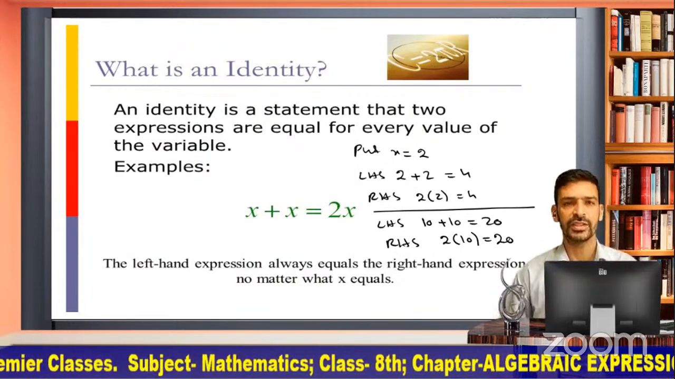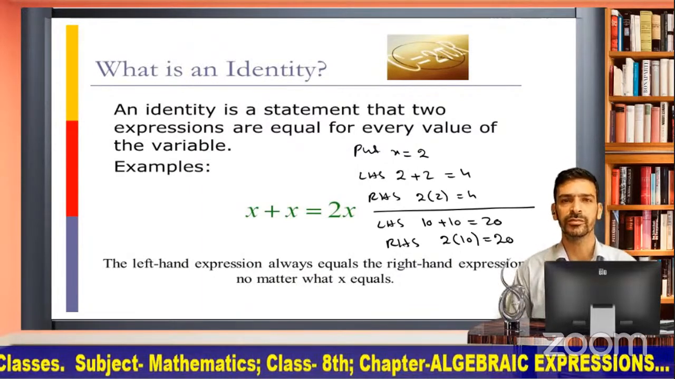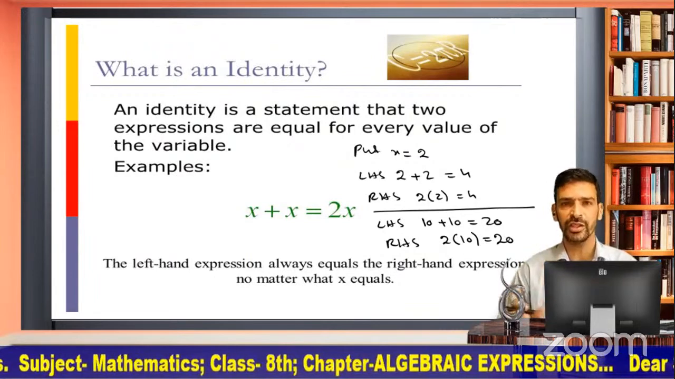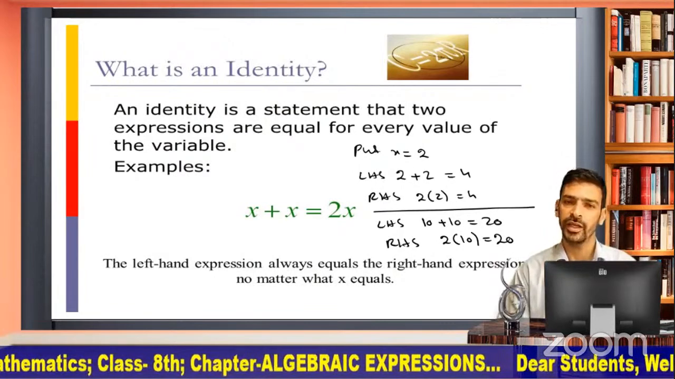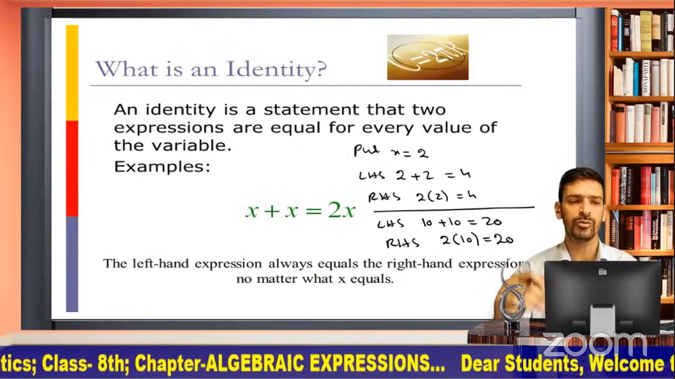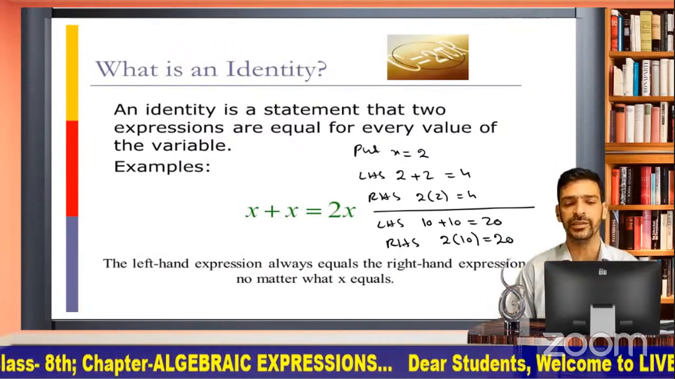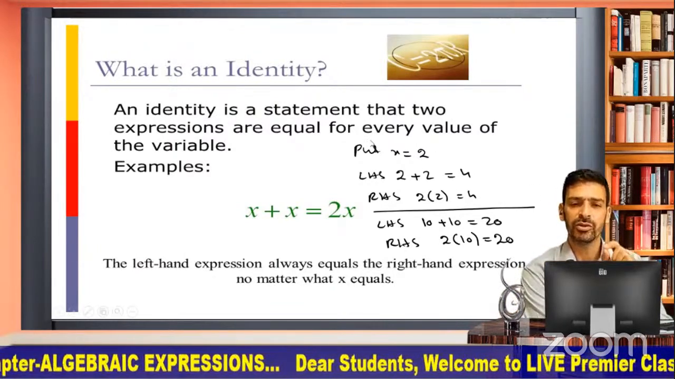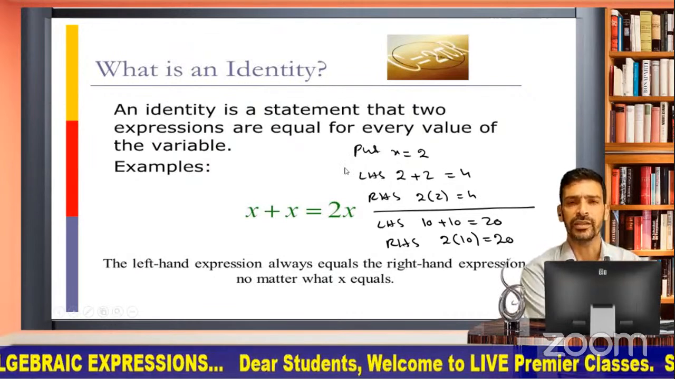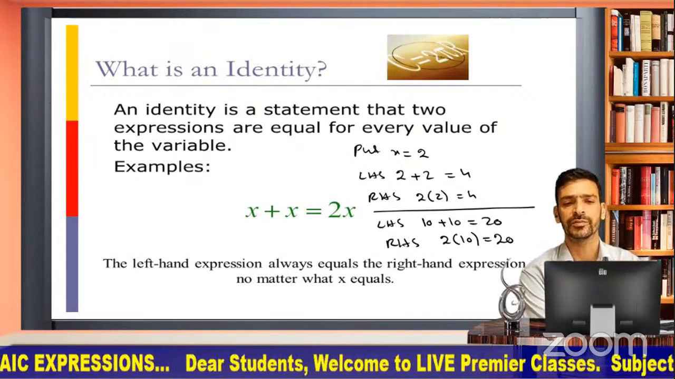This is an example of an identity. Values change किए, LHS और RHS, हर एक वैल्यू पर इक्वल बनेगा. That is an identity. x का वैल्यू कुछ भी लीजिए, no matter what x equals.